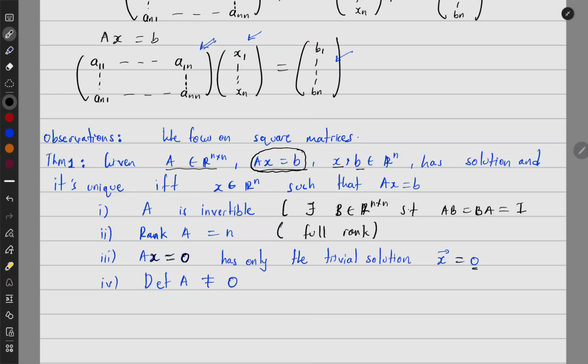So then we also see that the determinant of A is not equal to 0. The moment the determinant of A is equal to 0, we won't have a unique solution, but we shall have multiple solutions for x. So the only way we can write a unique solution is if this is not equal to 0. So we can prove some of these ones.